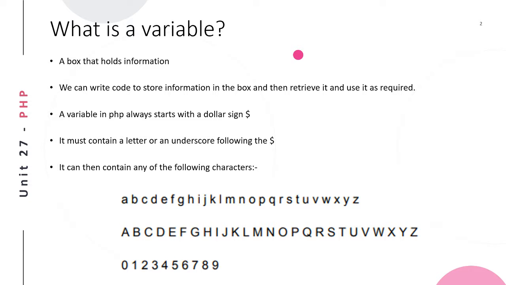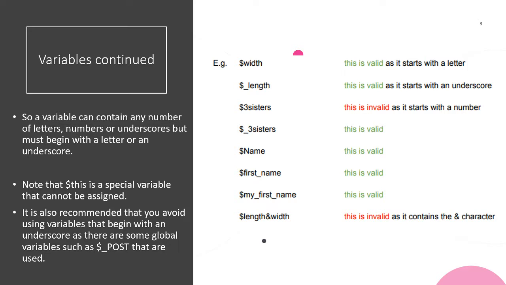PHP variables are quite different. You have to start with a $ sign, and usually you follow that $ sign with a letter or an underscore. After your $ sign, any of these letters can occur, but you cannot start with a number. You can only start with a letter or an underscore. Variables can contain any number of letters, numbers or underscores, but they must begin with a letter or an underscore. You cannot start with a number.